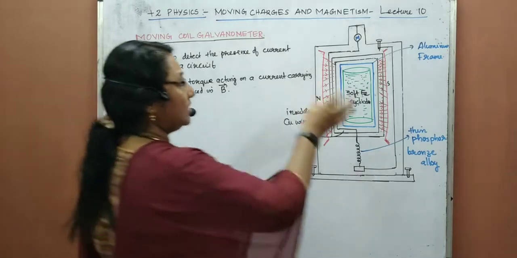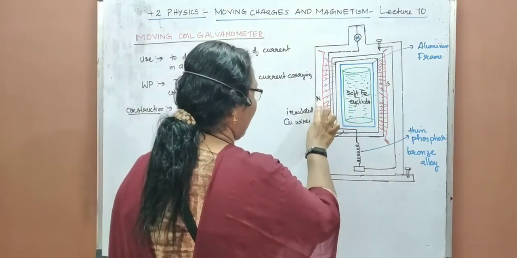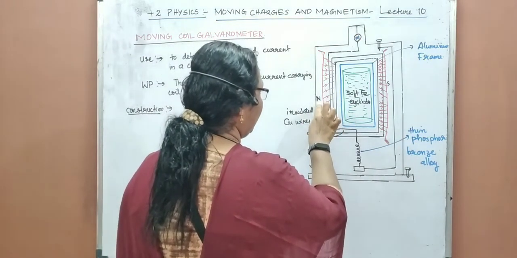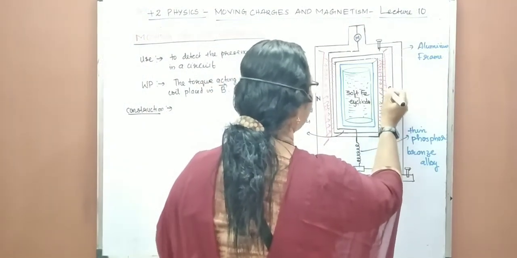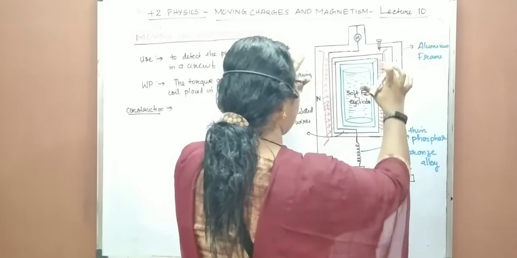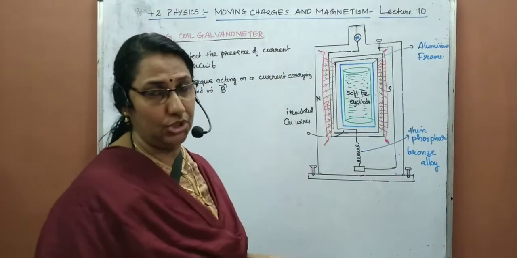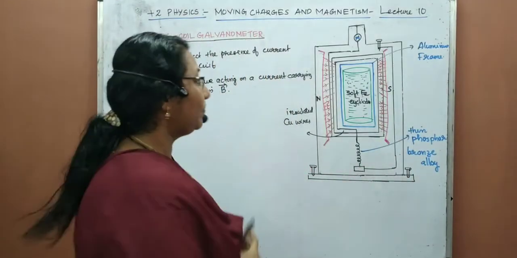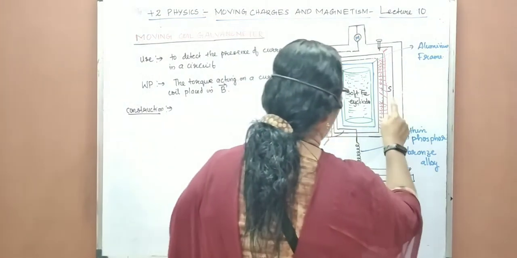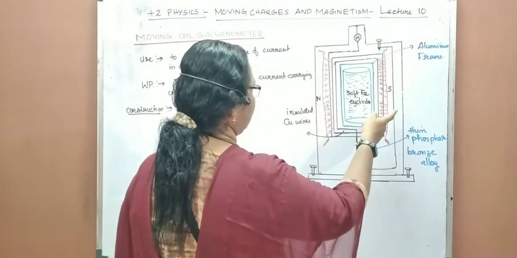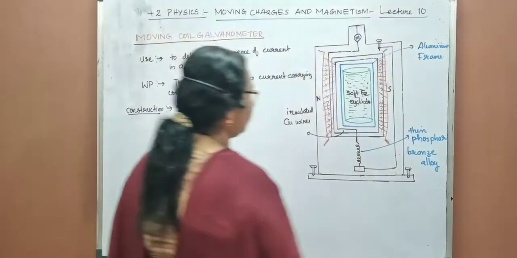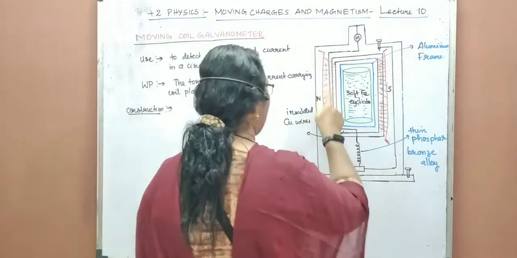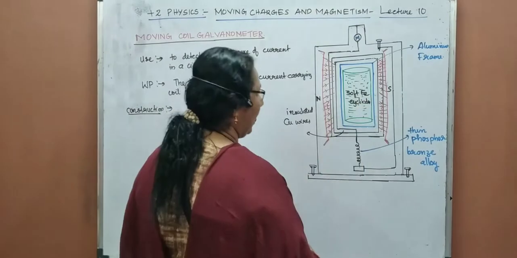Now, all of this arrangement is kept between the poles of a magnet. Here we have written a north pole, and here we have taken a south pole. So there is a magnet, an electromagnet or horseshoe magnet, whatever it may be. This is the north pole and this is the south pole of the magnet. The magnetic field lines are moving from north to south, which is indicated by the red arrows, the red lines.